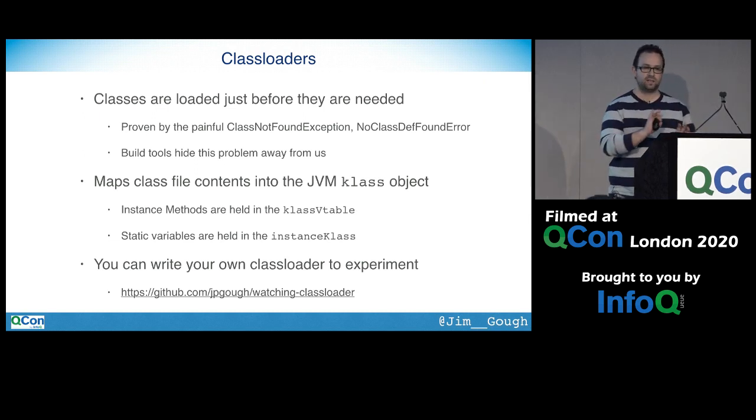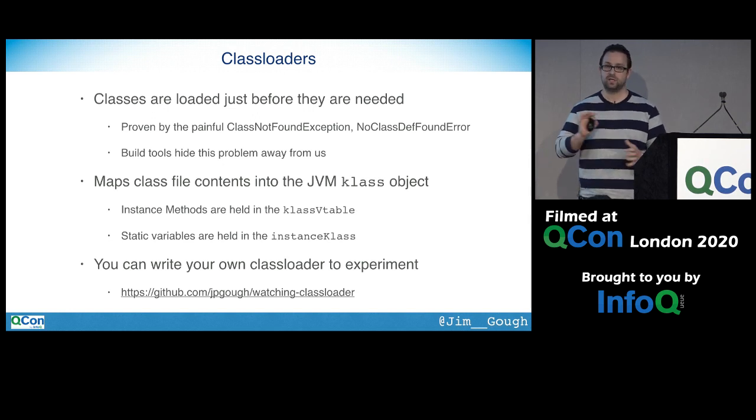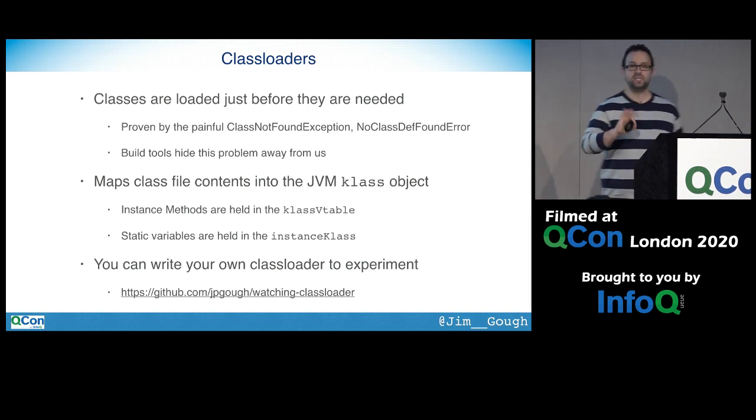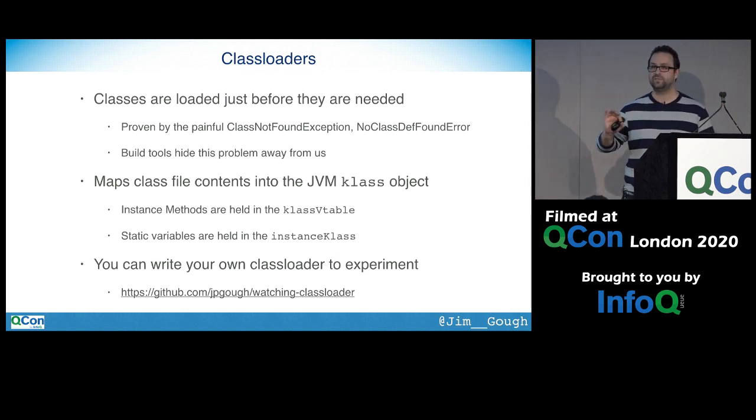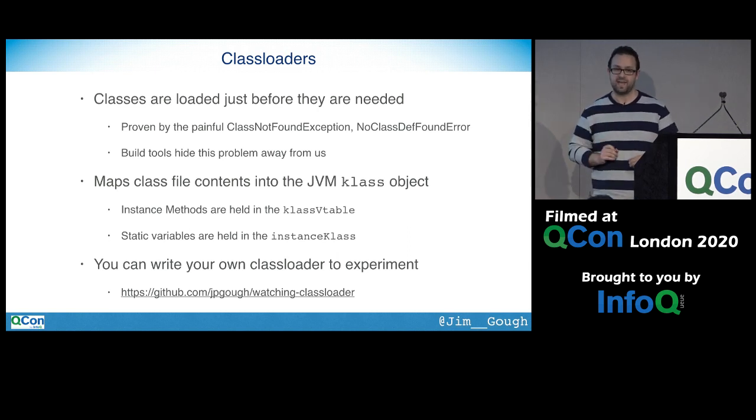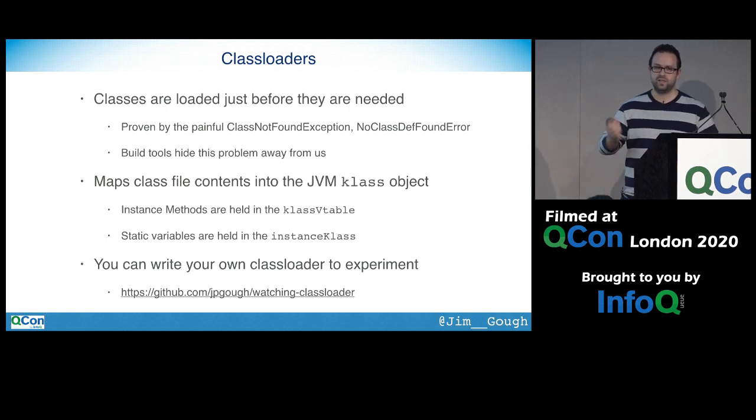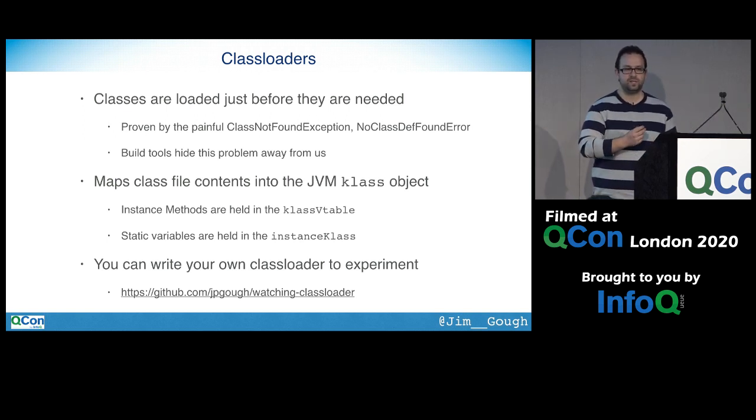So what happens is that class file gets mapped into a class object with a K. And this is the C++ representation. The instance methods are held in the class vtable. And then you get static variables that are initialized once and held in the instance class with a K again. So that's kind of an interesting representation. The main thing that we're doing here is taking what was in your class file and mapping it into what is effectively a cache of your methods and your static data that you'll then run in interpreted mode.